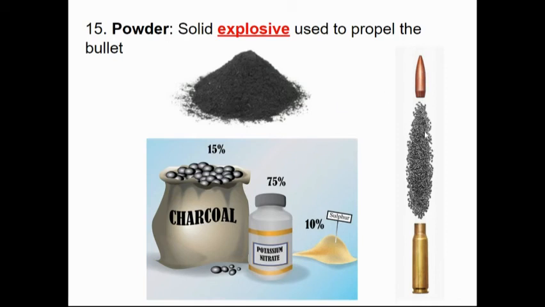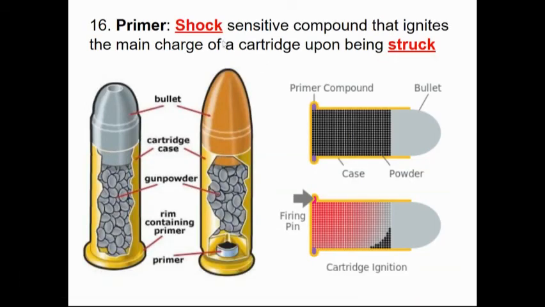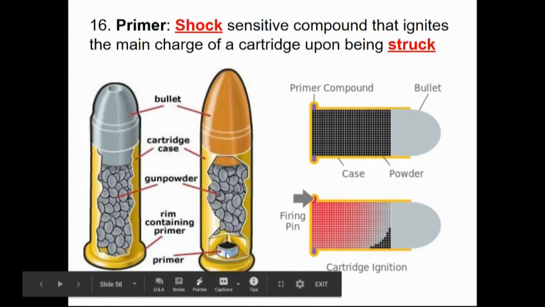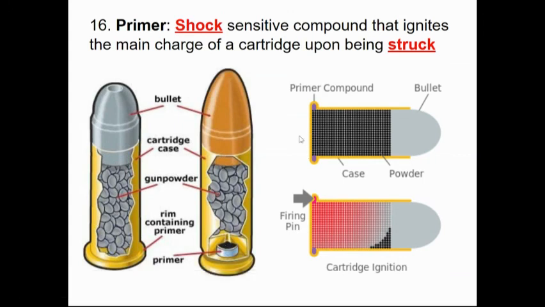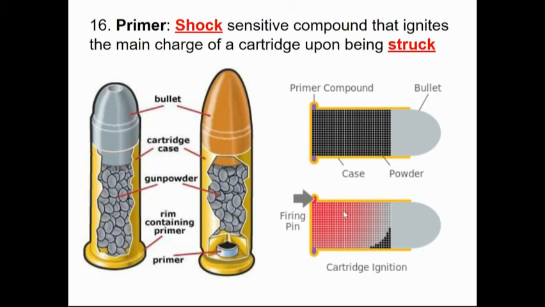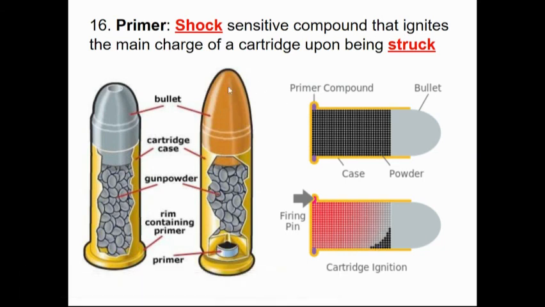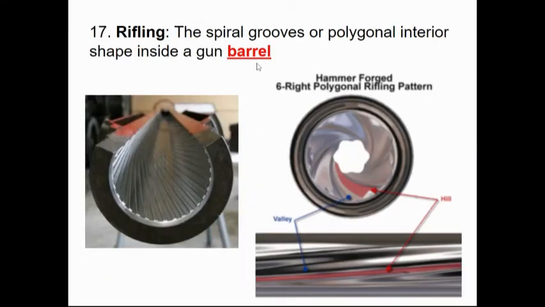Okay, so we've got the bullet, the powder, the casing. The primer is that shock-sensitive compound that's going to ignite the main charge. So again, the primer is in the base here. The firing pin can strike it in the center, center fire, or the edge, rim fire, but it ignites that material, which is then going to further ignite the gunpowder and then propel the bullet on its way.